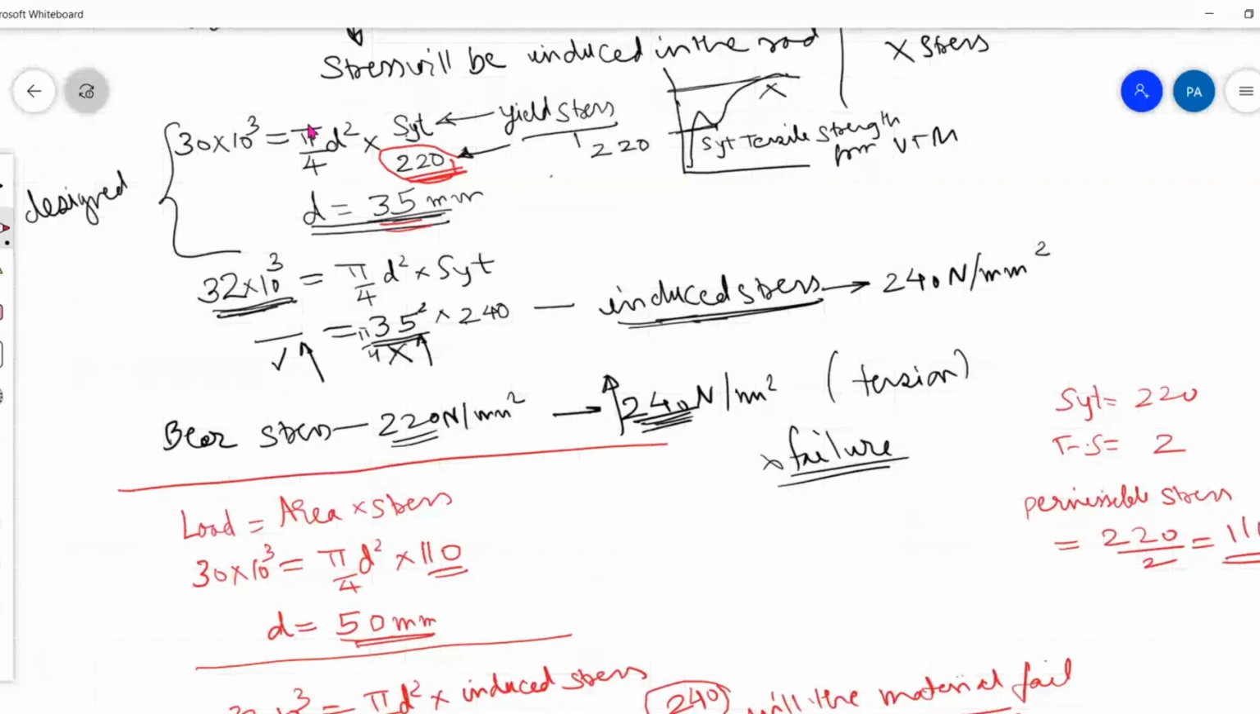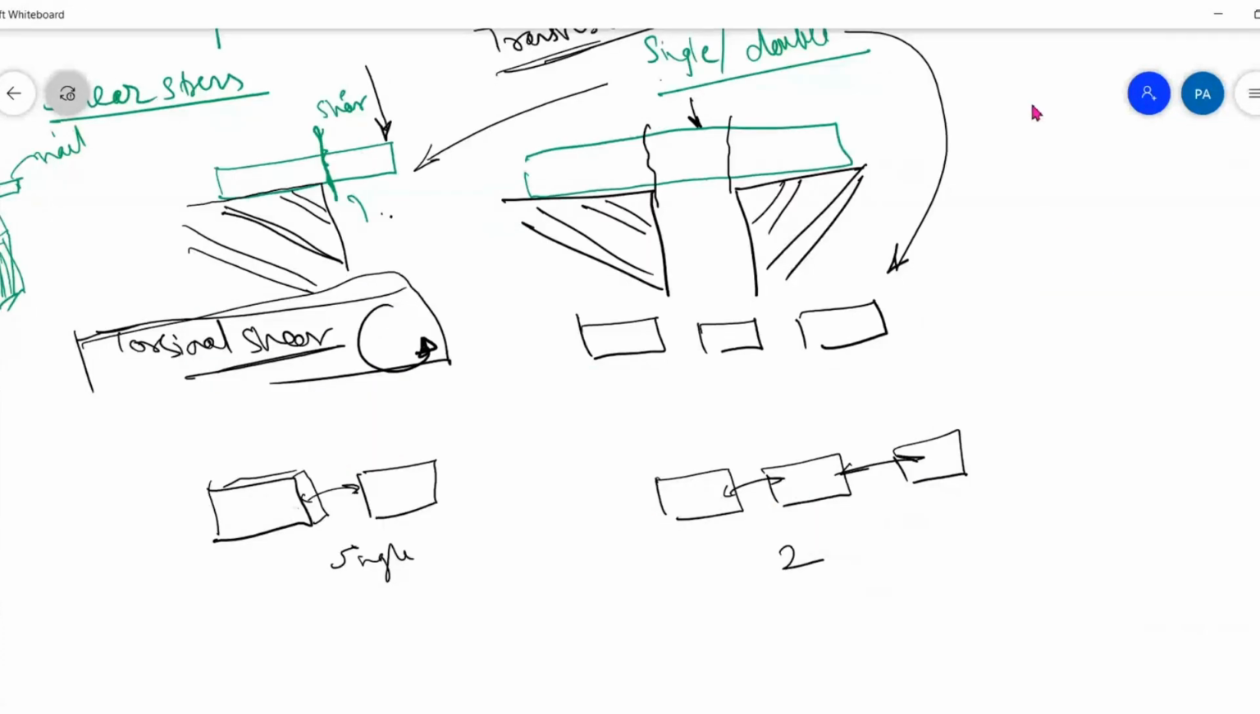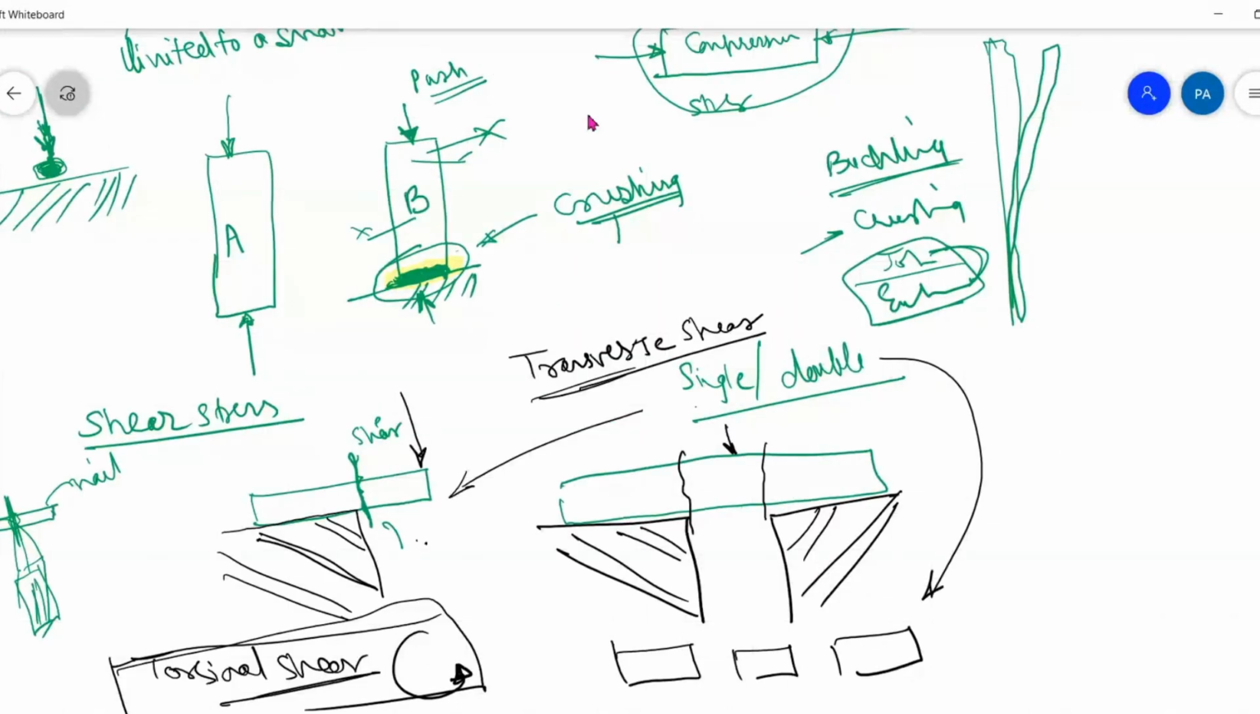With this background of what is induced stress, what is permissible stress, what is factor of safety, what is yield stress, and how do we design a particular part, we will start design of Cotter Joint. Now, how many parts are there? There are three parts.